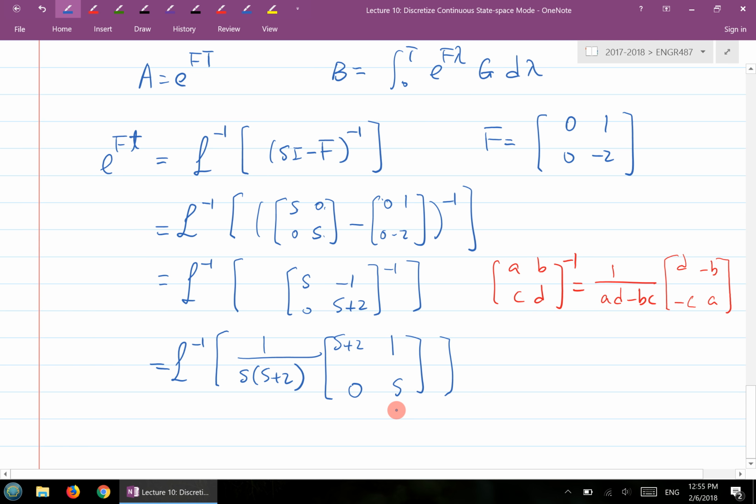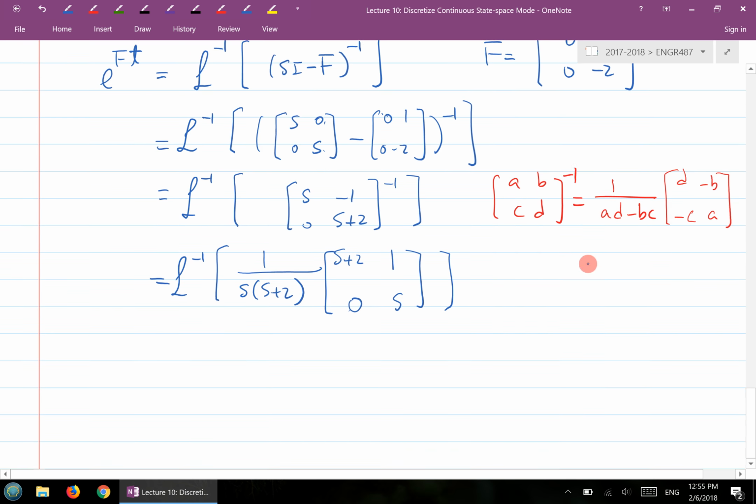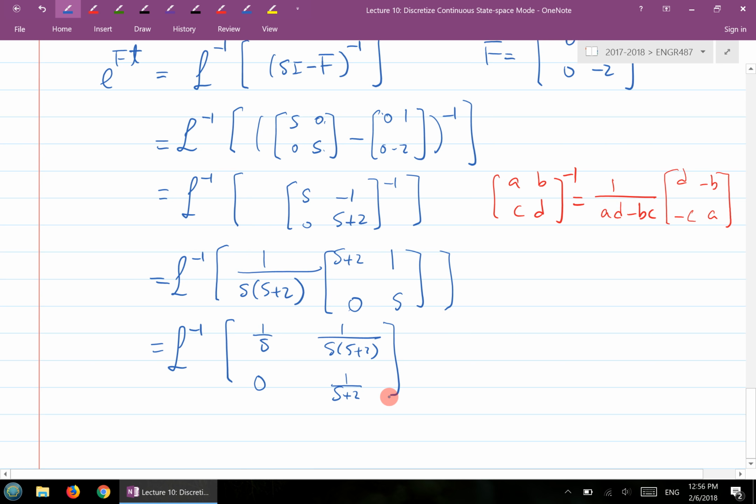Is that good? And now multiply this term into the bracket, for each one of the terms, right? Multiply with each one of the terms, then we get, okay, so this times that is 1 over s, right? And that times that is 1 over s plus 2, and 0, and that times 1 over s plus 2. Okay, that's the result of the inside of the bracket.